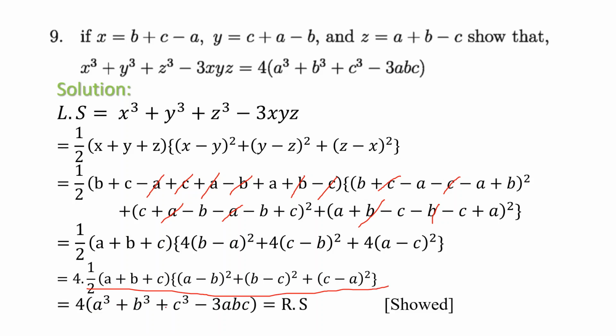And from this part, we can write that a cube plus b cube plus c cube minus thrice abc. Okay, this is our right side. Hence, shown.